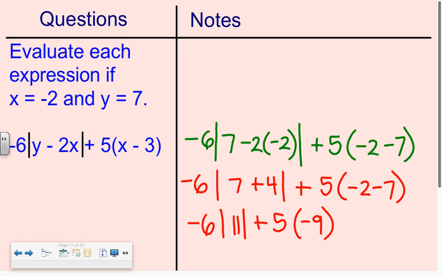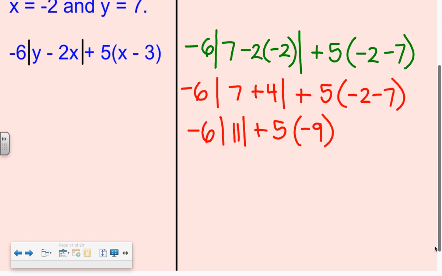So now I've got my absolute value bars down to just one number, and I have my parentheses down to just one number. Now, what operation is happening between the -6 and the absolute value of 11 is actually multiplication. So -6, or a number next to absolute value bars, means multiply. So the absolute value of 11 is 11, so I'm going to do -6 times 11 plus 5 times -9.